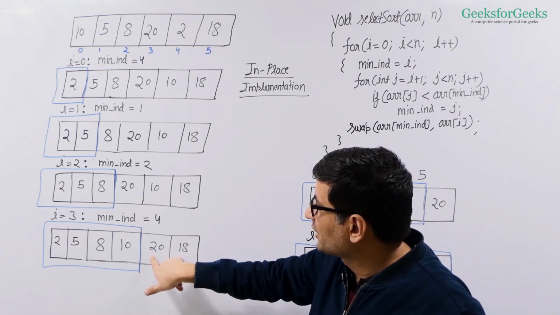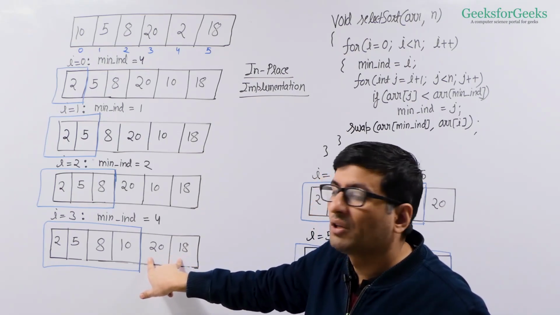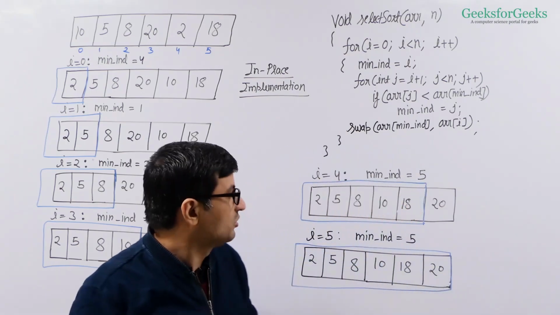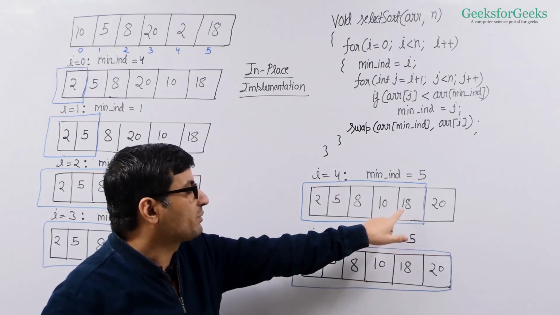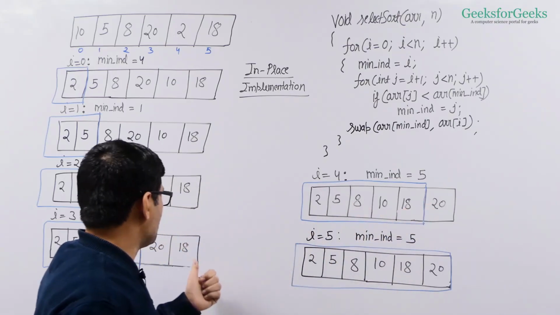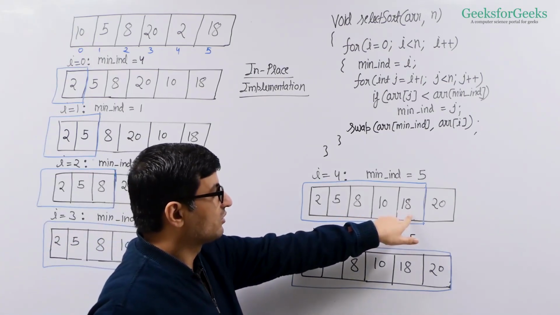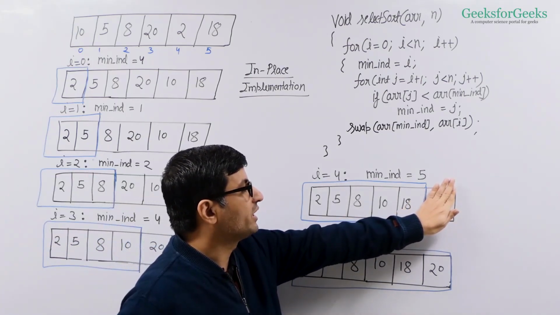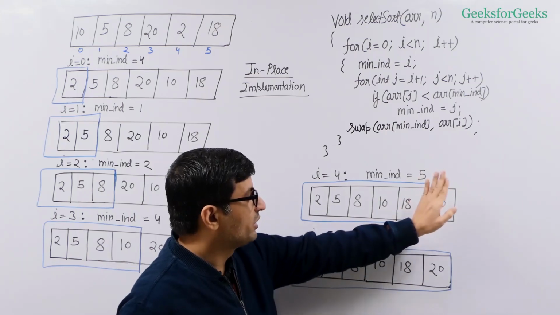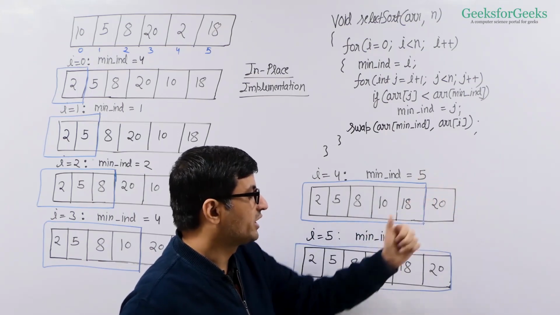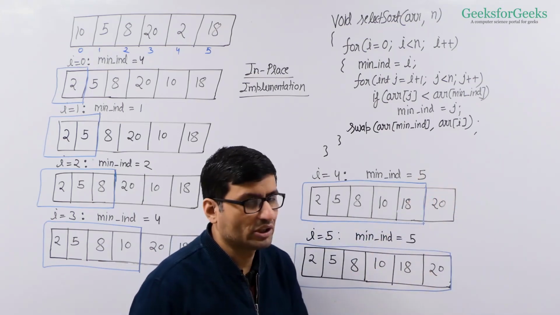Now we have the remaining unsorted array as these two elements. We find out the minimum among these two, which is 18, and we swap it with its original position. So they are swapped. So we have 18 here now. Now we have only one element remaining. We find out the minimum element in this one element, which is 20 itself, and we swap 20 with 20.